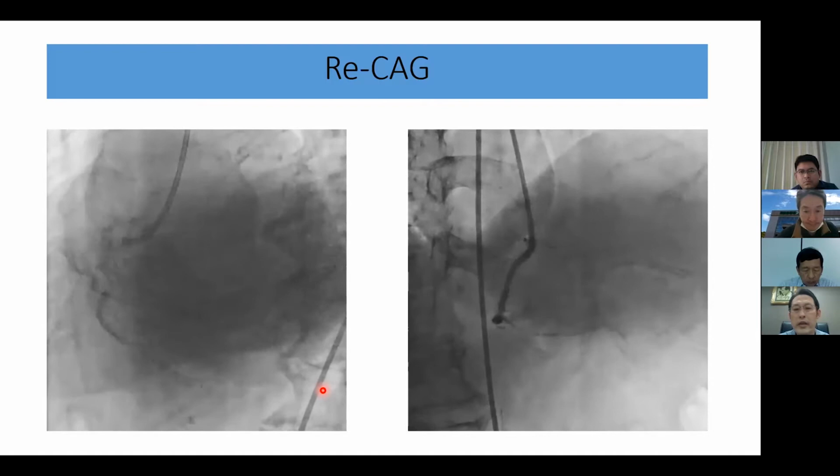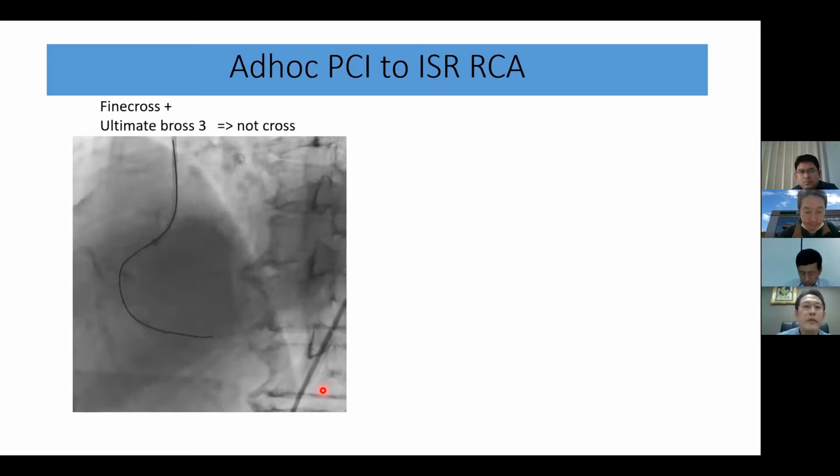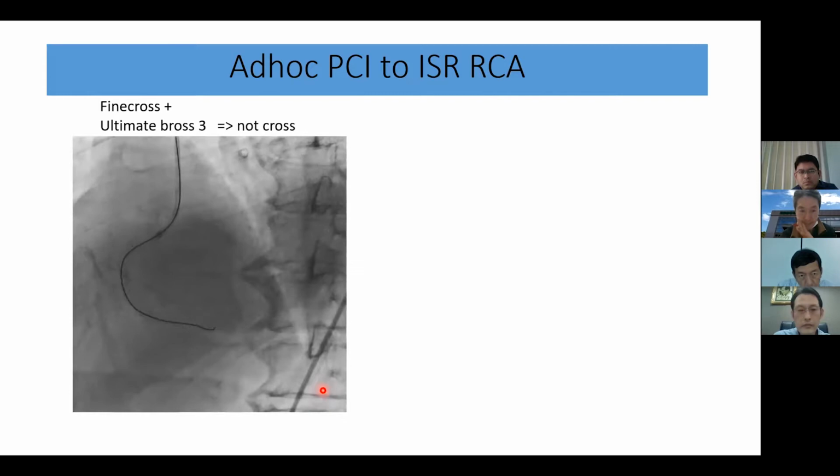So at the time, I tried to do ad hoc PCI for the ISR RCA using a 5-French guide catheter with a UB3, but the guide wire did not cross. So I changed to the Gaia First, and the Gaia First was successfully crossed.